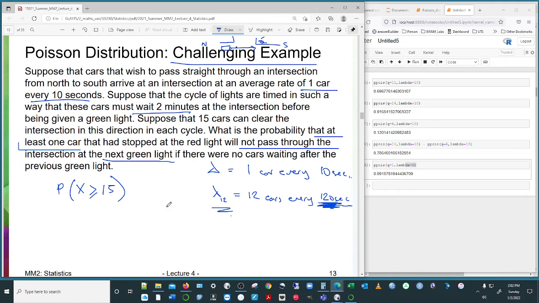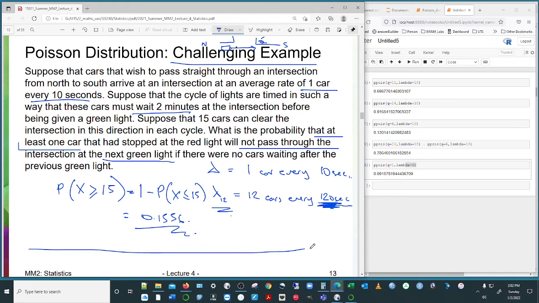So once we've got our lambda, we're able to take the complement for a cumulative density function at 15. Okay, and so at that we'll look that up or compute that, and we'll get a probability of 15% that will get through the intersection under those circumstances. So yes, it's a very challenging example, and whew, isn't it good that I'm not going to hit you with that.